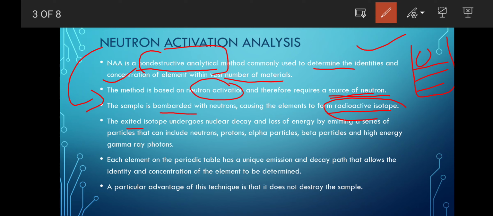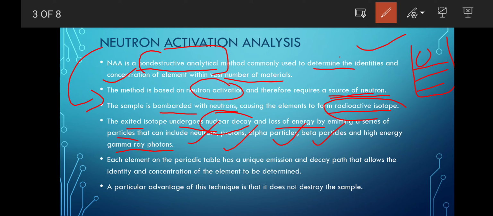The isotope which is formed will always be in an excited state, and this excited isotope will undergo nuclear decay. In nuclear decay there will be loss of energy by emitting a series of particles. It can emit a neutron, a proton, an alpha particle, a beta particle and high energy gamma rays.